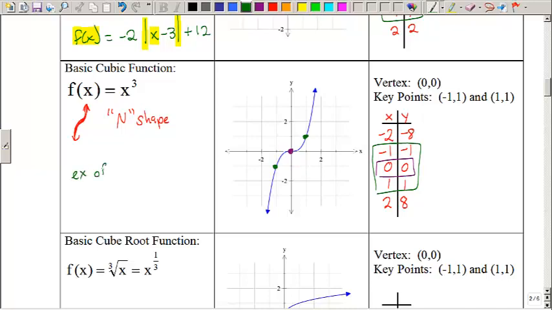An example of a transformed cubic function would be f of x is equal to 4 times the quantity x minus 1 cubed plus 3. Notice we have f of x equals, our x is being cubed. We do have a minus 1, a plus 3, and a multiply by 4, which are all transformations. But you have to be able to look at this and see that this is a cubic function because we do have an x value and we are cubing it.